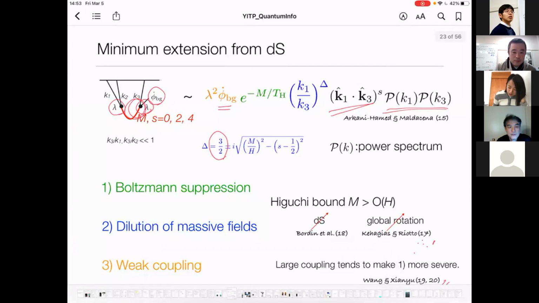There are several ways to evade those suppressions, which is to consider spinning particles with a light mass. But that is not possible as long as we consider this symmetric situation, like a zeta symmetry. But by considering the explicit breaking of the zeta symmetry, or the violation of the global rotation symmetry, this Higuchi bound, which gives the lower bound of the mass, can be avoided, allowing us to consider light spinning particles.